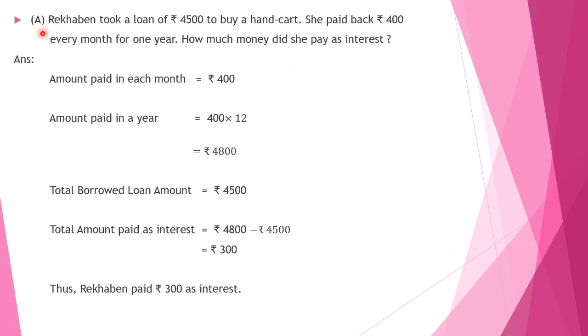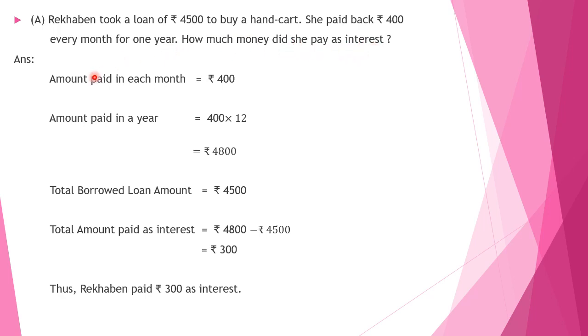Question number A. Rekha Ben took a loan of rupees 4,500 to buy a hand cart. She paid back rupees 400 every month for 1 year. How much money did she pay as interest? So there is a lady, her name is Rekha Ben, and she took a loan of rupees 4,500 and she paid back rupees 400 every month for 1 year. We have to find how much money she paid as interest.